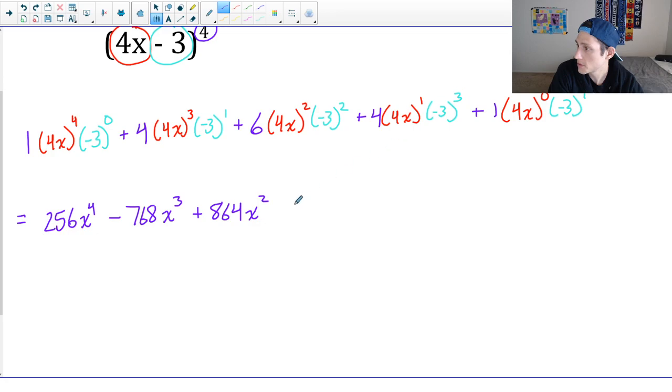Next term, negative 3 to an odd power, so that will be negative. Negative 3 cubed would be negative 27. So 27 times 4, this first 4. Oops, 27 times 4 is 108. And then 108 times 4 again is 432. Plus negative 3 to the 4th, so yeah, that'll be plus, that's 81. 81 times 1 is 81. This is just 1 again, so this last term is just plus 81.